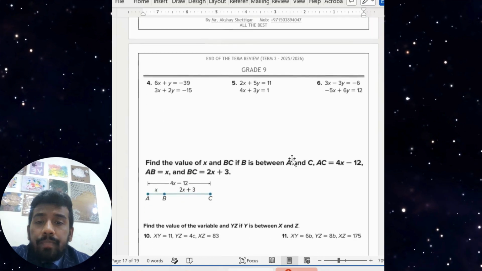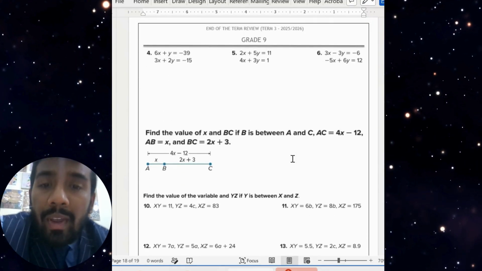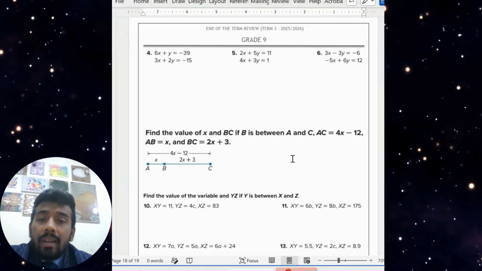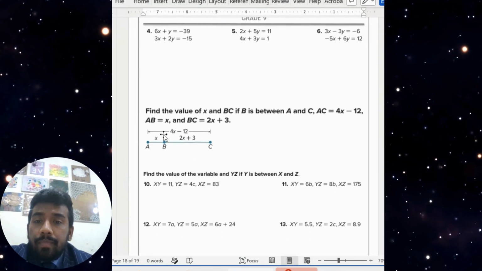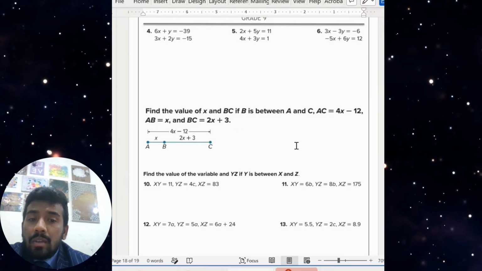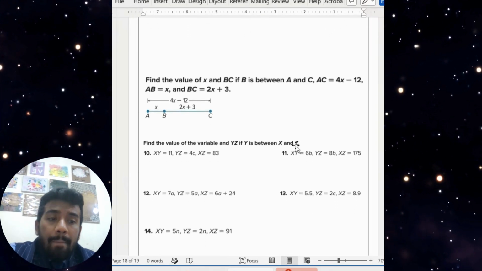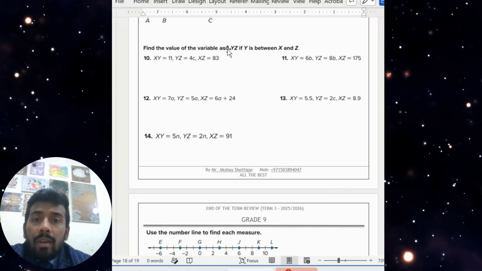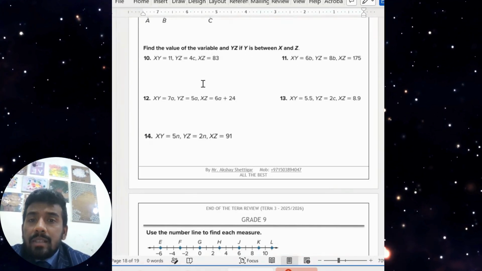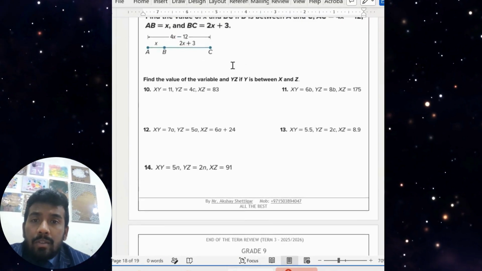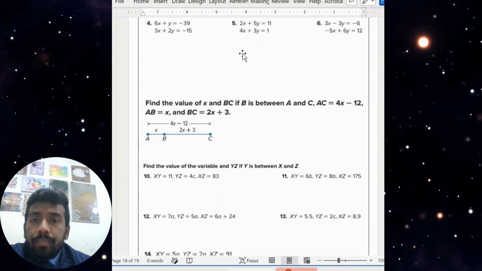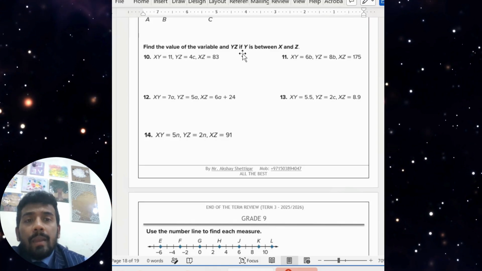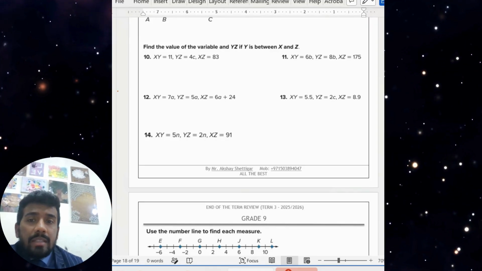Okay, find the value of x and BC if B is between. We did this kind of question also, where we add these two and then make it equal to the whole. So it's also the same. Find the value of the variable and YZ if Y is between X and Z. We did this in part 4, and elimination was done in the same part. You can refer to it either in part 4 or part 3.